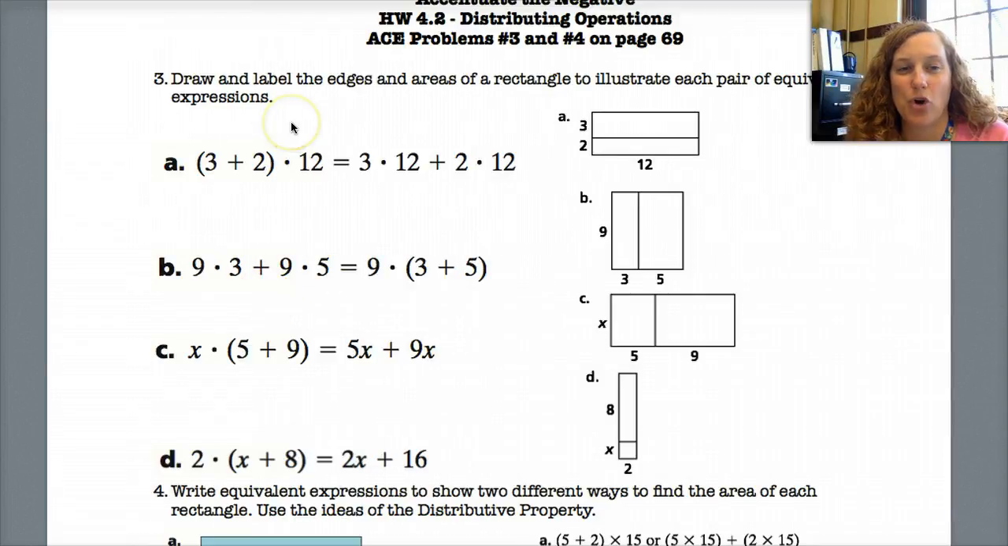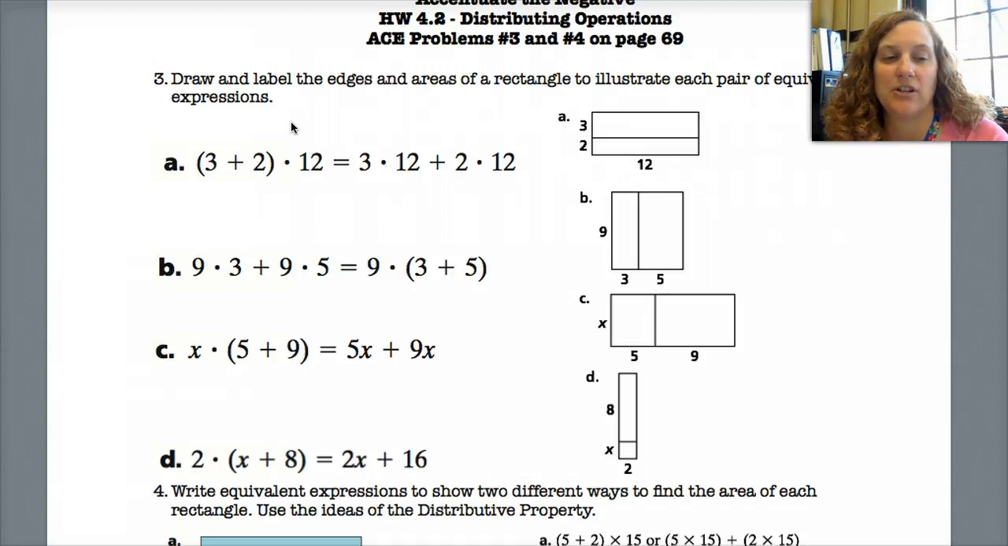Hi, this is the review for homework 4.2, Distributing Operations, ACE Problems 3 and 4 on page 69. This is just reviewing what we talked about in class with using rectangles to show how you can distribute addition over multiplication and multiplication over addition.